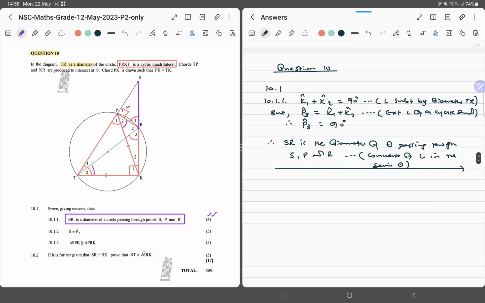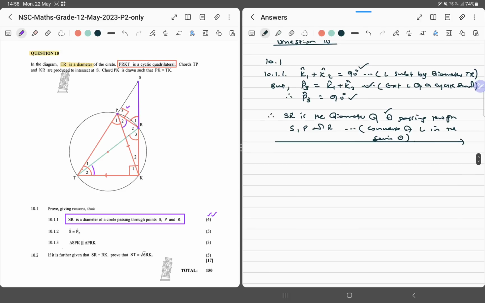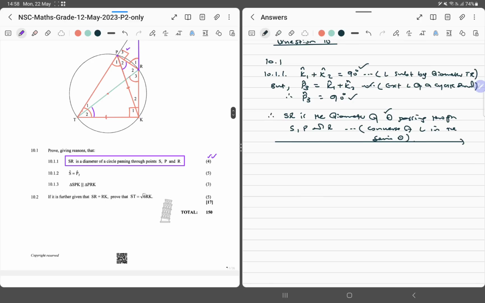Nice and easy. That one is important, and here I would say 2 marks. I don't know why they're giving 4 marks. Maybe 3 marks would have been better. But perhaps to prove that this P3 is 90 degrees. Okay, maybe let's say the mark is here, and then we give 1 mark here. Whatever. 4 marks in the bag. No questions about it.